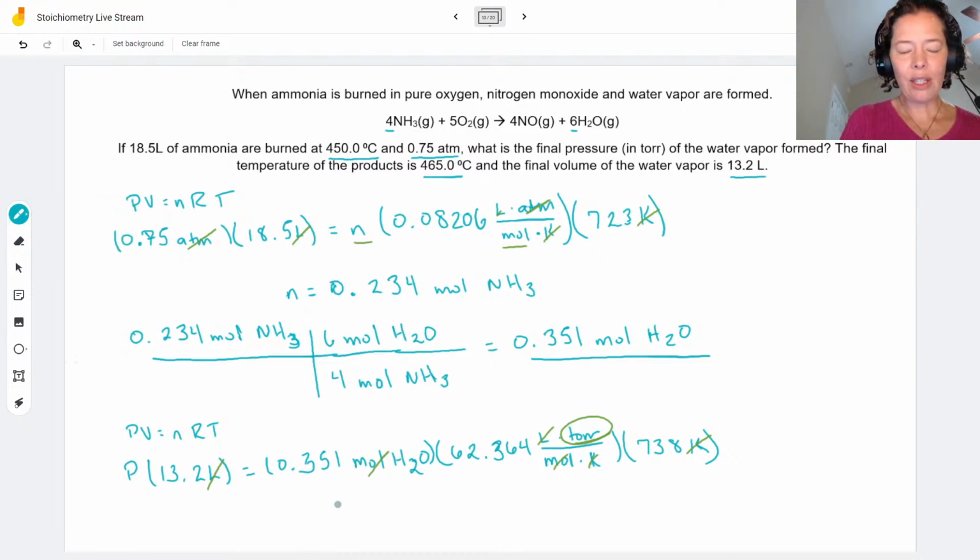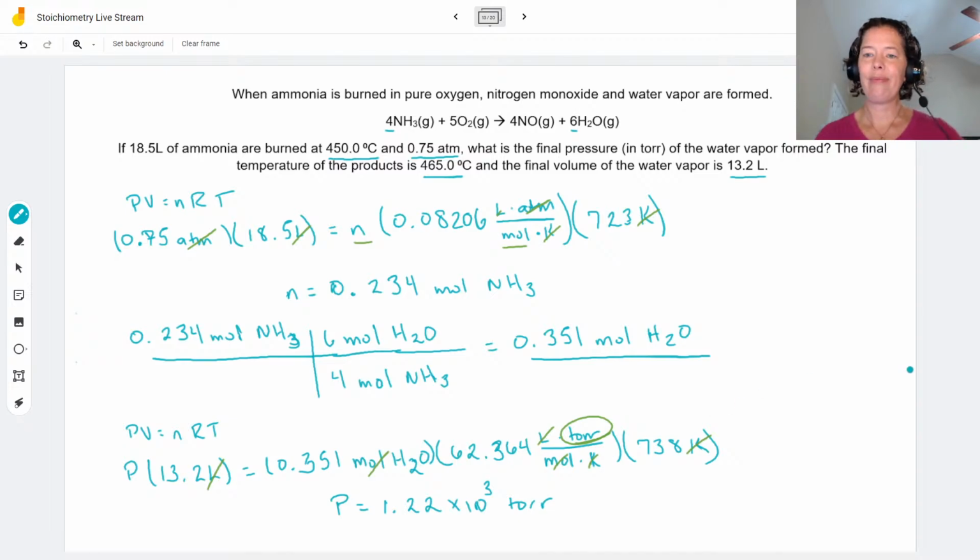So to do this calculation, my pressure ends up being 1.22 times 10 to the third torr. Okay, so again, hopefully you can see we are still using the basic formula for stoichiometry. We're identifying it as stoichiometry. We are using our mole ratio. But in this case, we had a gas that was a reactant and a gas that was a product. So we had to use the ideal gas law twice instead of just once. Now, it would have been nice if maybe one of these had been at STP, but you have to work with what you've got.